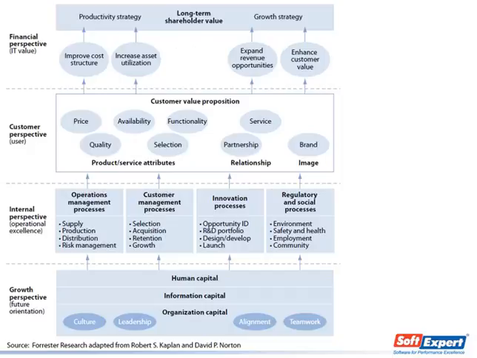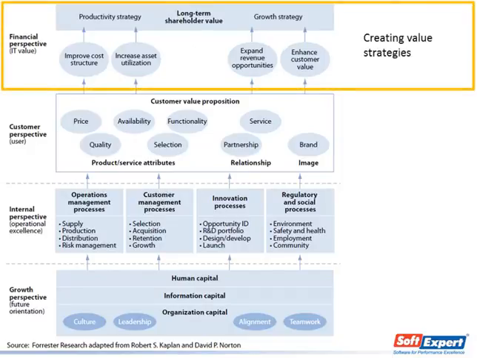Let's talk about these perspectives. The financial perspective, I call here creating value strategies. For publicly held companies, creating shareholder value is the overarching strategic objective. On the other hand, for non-profit and government entities, stakeholder value is often substituted for shareholder value. There are two major strategies for creating shareholder value: growth and productivity. These strategies are not necessarily mutually exclusive, but typically a company will emphasize one over the other.